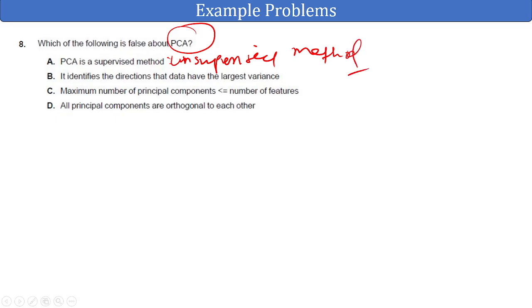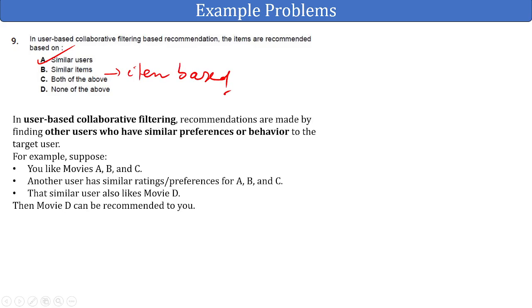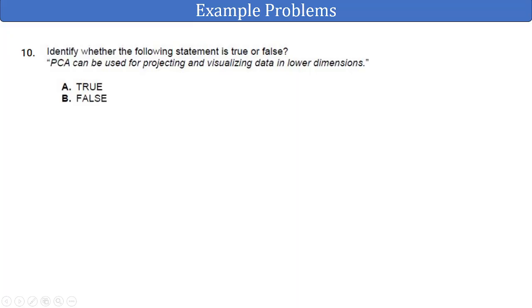I think we have already crossed the time. Okay, one more question. In user-based collaborative filtering recommendation, the items are recommended based upon the users. User-based means that users who like a similar item, so it's going to be item-based. Then the next one: PCA can be used for projecting and visualizing data in lower dimensions. Yeah, true. Is it?